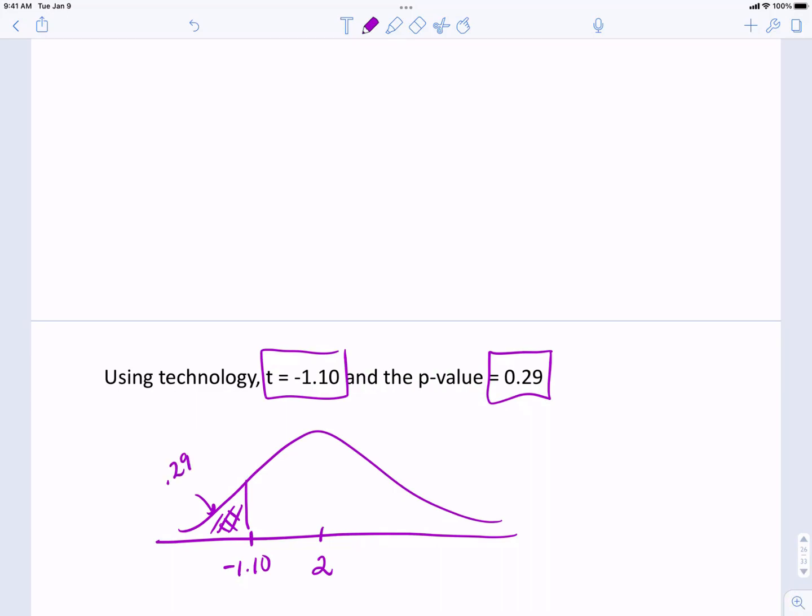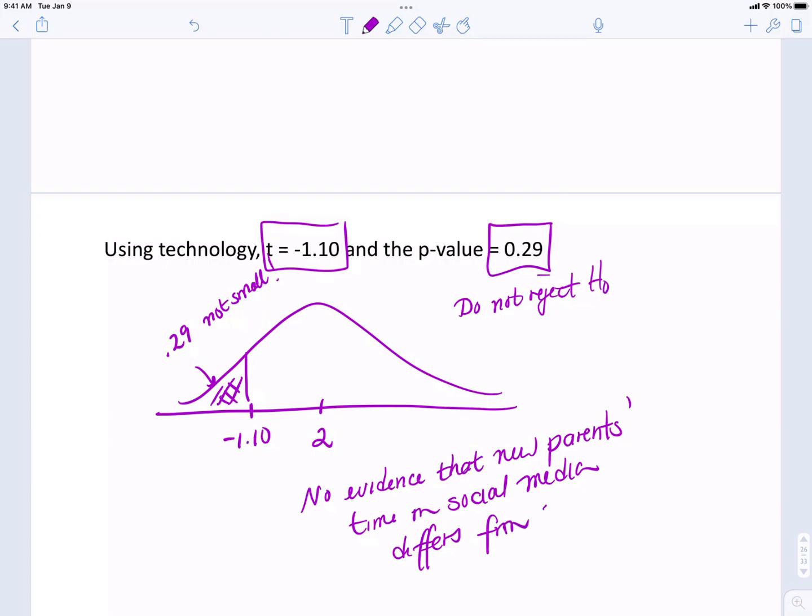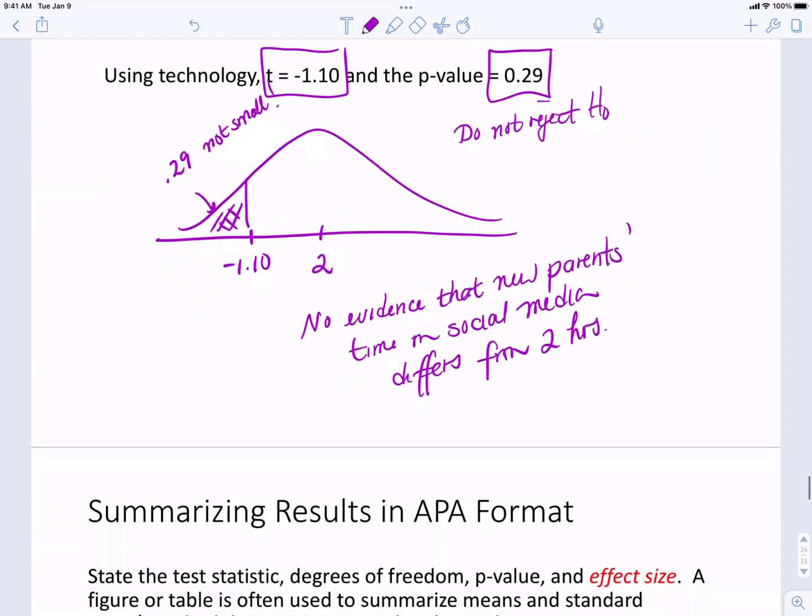So is 0.29 a small number? And again, how do we know if something's large or small? We compare it with the significance level. So 0.29 is not small. It's not less than our alpha. It's not less than 0.05. So we're not going to reject the null hypothesis. So we don't have any evidence that new parents spend a significantly different amount of time on social media than the rest of the public. So we have no evidence that new parents' time on social media differs from the population. In other words, differs from 2 hours. Okay? All right.